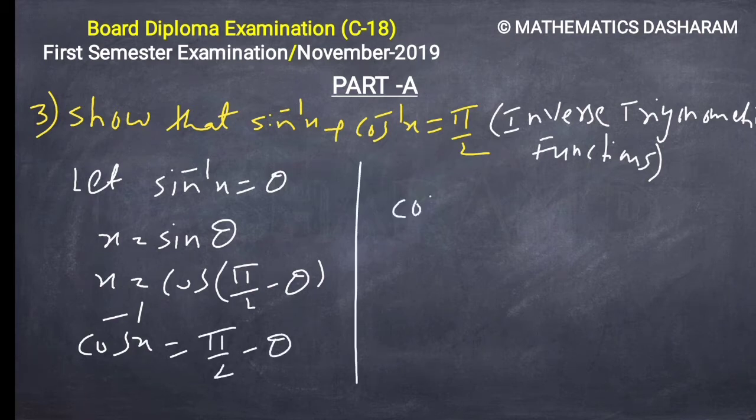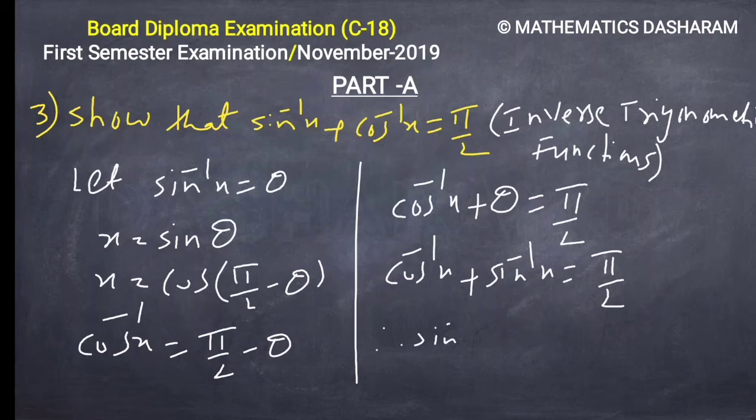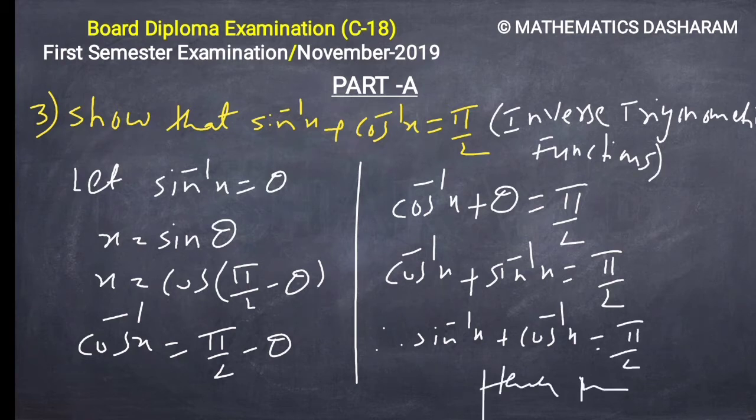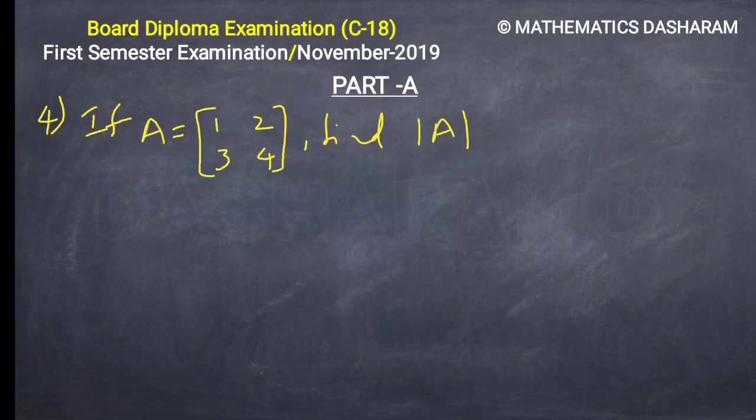So then cos inverse x, minus theta transposed to the left side, then plus theta, equals pi by 2. So cos inverse x plus theta equals pi by 2, where theta is what we selected at the beginning, that is sin inverse x. So sin inverse x plus cos inverse x equals pi by 2. So therefore sin inverse x plus cos inverse x equals pi by 2. So hence proved. Next, fourth question is, if A equals [1 2; 3 4], find mod A.